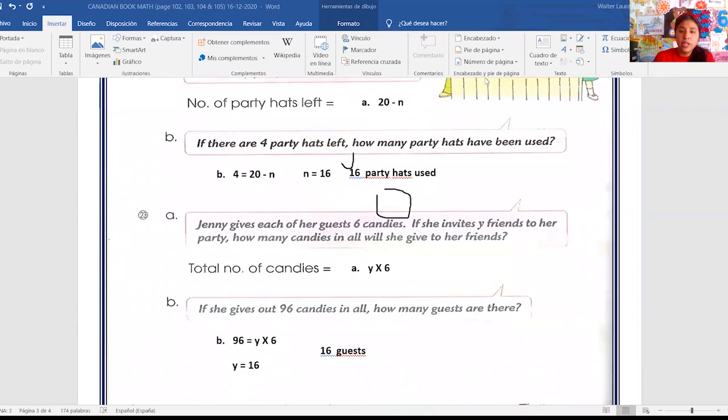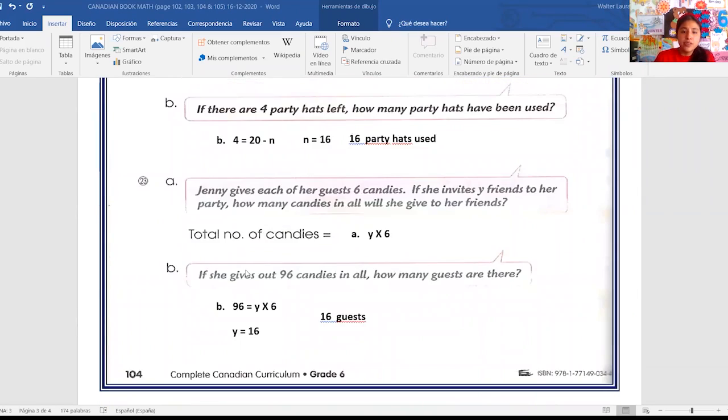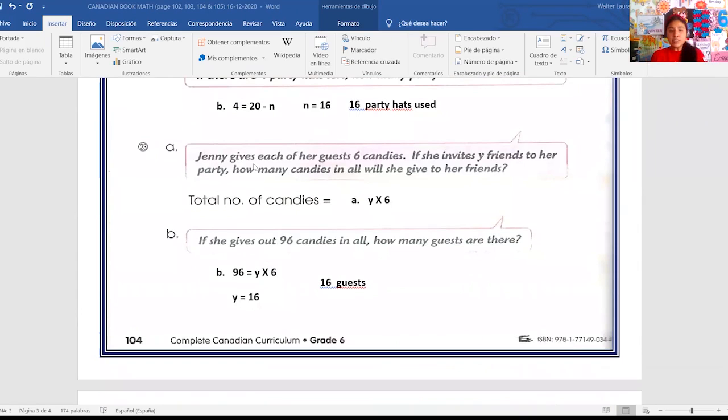The next one, here we have 23. Jenny gives each of her guests 6 candies. If she invites y friends, so we don't know the amount of friends, right? This is a variable. To her party, how many candies in all will she give to her friends? Total number of candies will be y times 6, right? Because it says she's giving each of her guests 6 candies, okay?